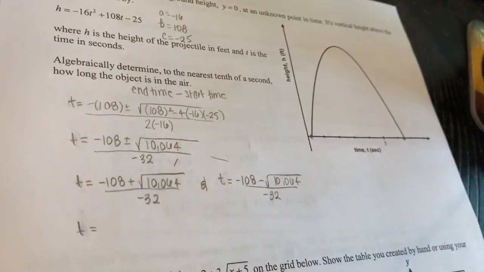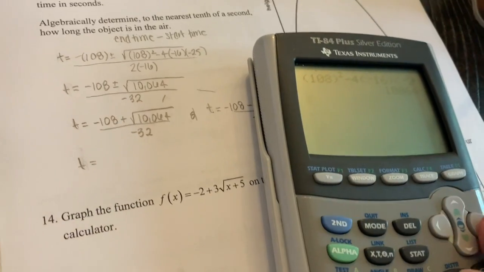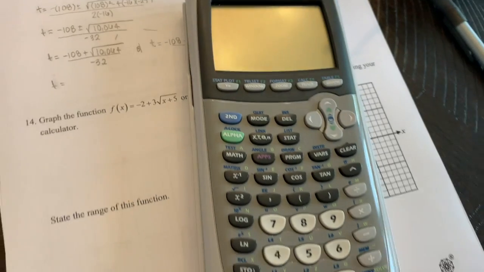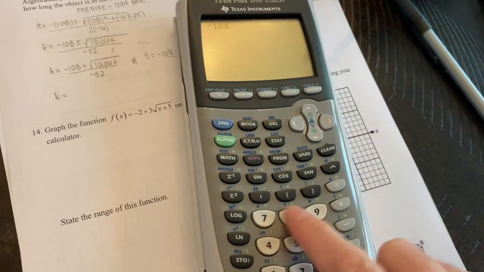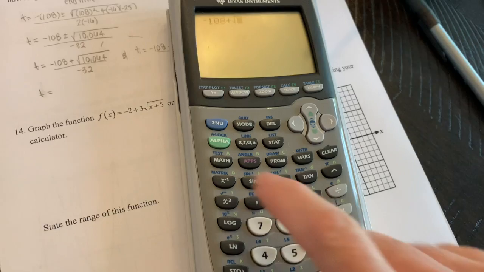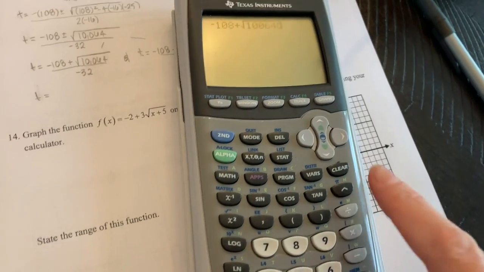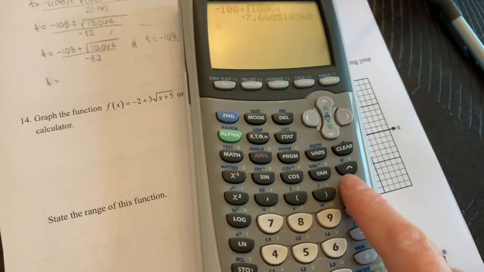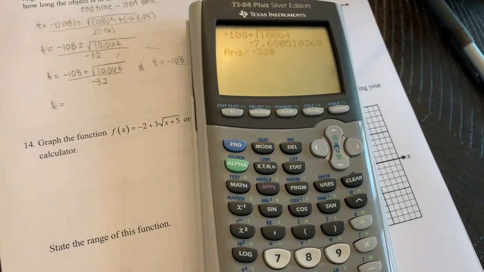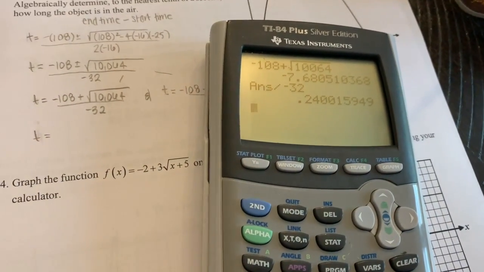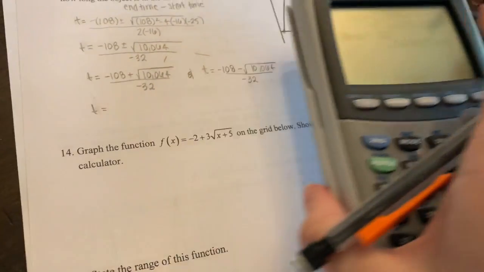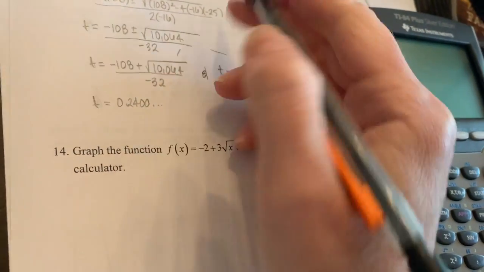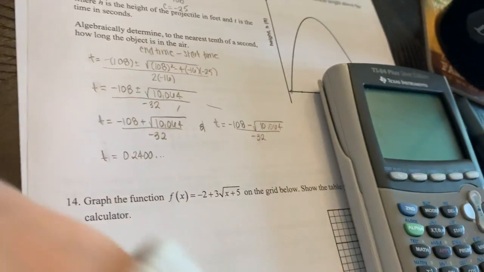Sorry about that, guys. Okay, I'm just going to use my calculator for this, okay? Make my life a little easier. So I'll show you the best way to do this. Negative 108 plus the square root of 10,064, okay, and push enter. And then once you have your answer, then divide by negative 32, and you get 0.2400, and so on. It's asking us to round to the nearest tenth.